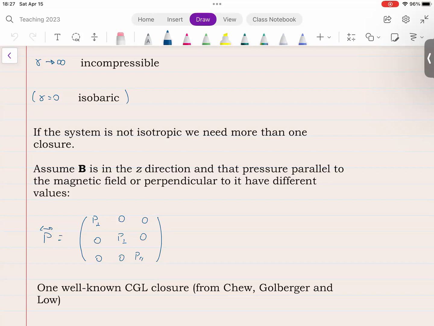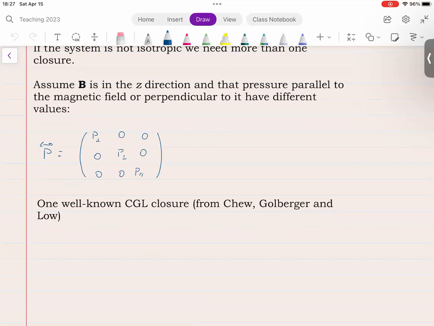Okay, the two equations that we need to close the system look like this. One, that the time derivative of P perp over mass density times B is 0. That is, the quantity inside the brackets is conserved.